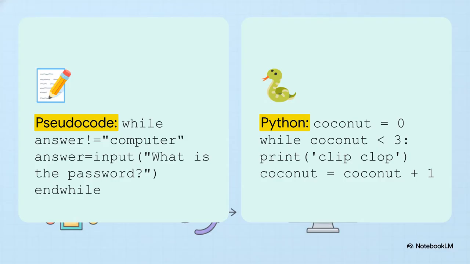And here you can see that jump from plan to action perfectly. Over on the left, we've got the pseudocode for our password example. It's super clear, right? While the answer isn't computer, you keep asking for the password. Simple. Then on the right, you see a basic Python while loop. It has the exact same core structure. You've got the keyword while, you've got a condition it needs to check, and then you've got that indented block of code that it's going to run.